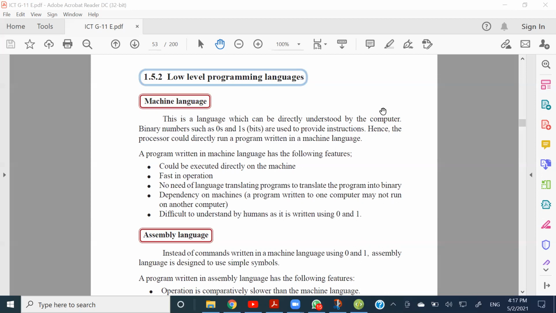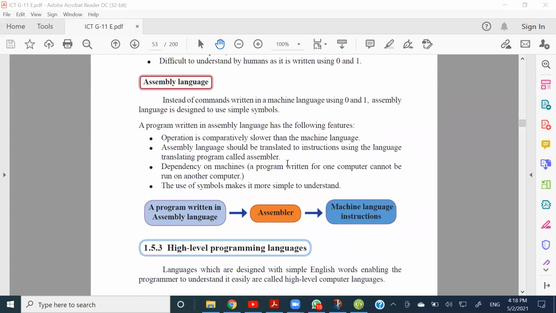Right? So it was the language at the very beginning of the computer. After a while, they developed a language called assembly language, which gave the ability to use little English words, which we call mnemonics, right? So they could program a little bit easier than they programmed in machine language, right?